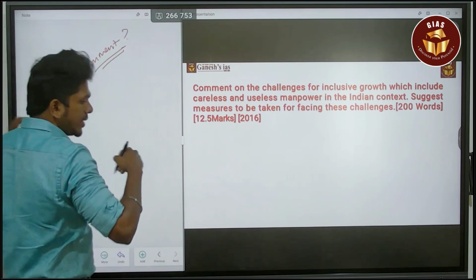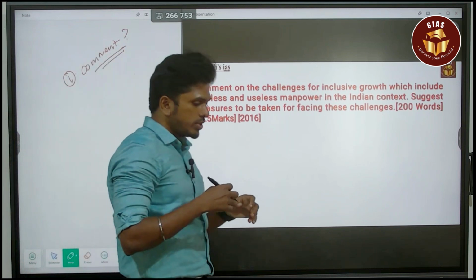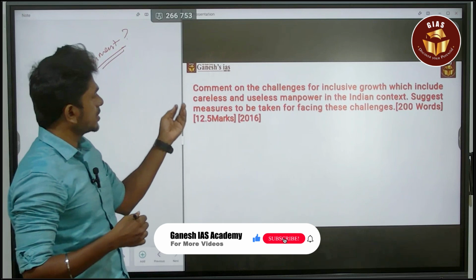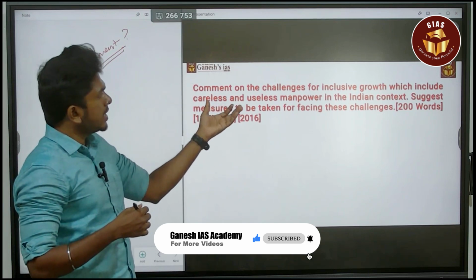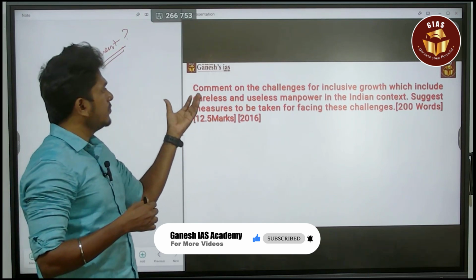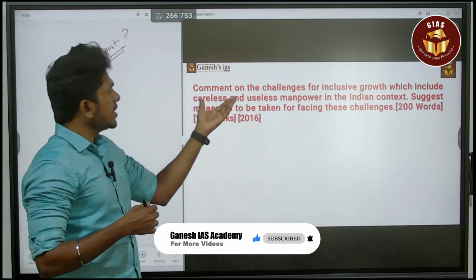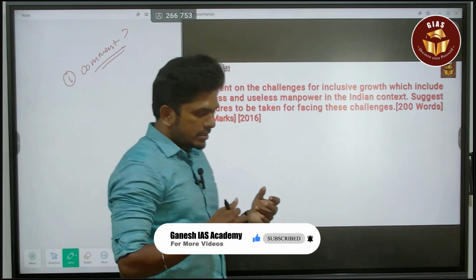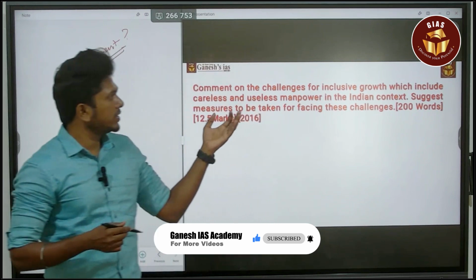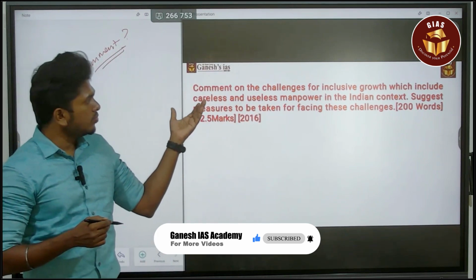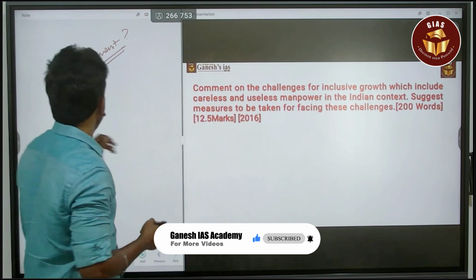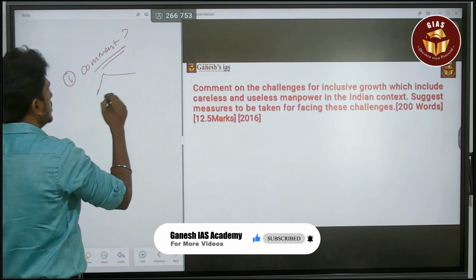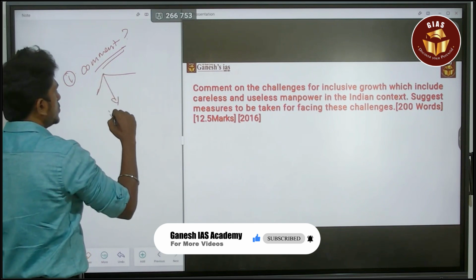When it comes to command, you have to speak about a yes or no type question. In simple terms, it is a yes or no. Comment on the challenges for the inclusive growth, which include carelessness and useless manpower in the Indian context. So, they say that there are certain challenges for the inclusive growth, which include both careless and useless manpower in the Indian context. When it comes to India's context, we are speaking for the inclusive growth.